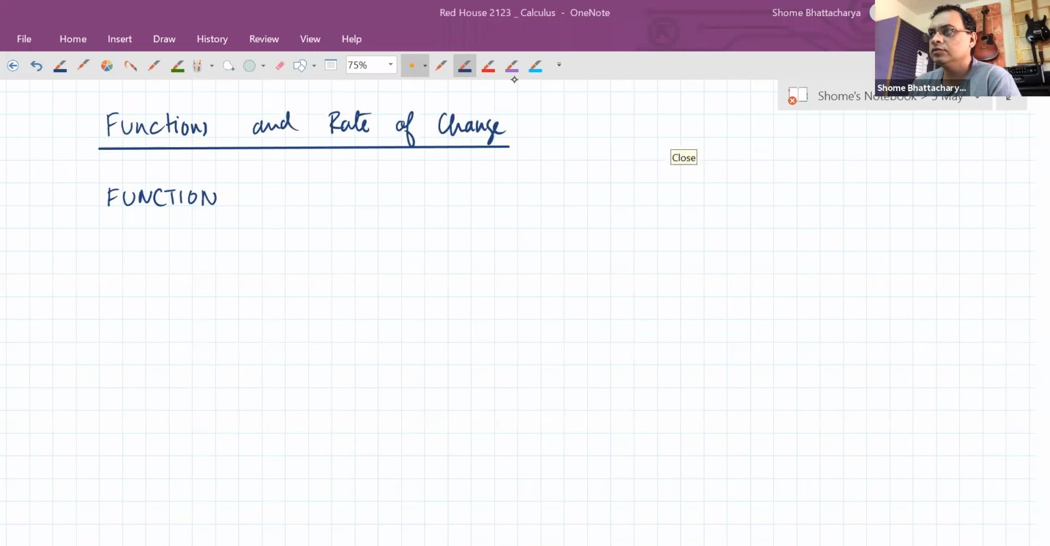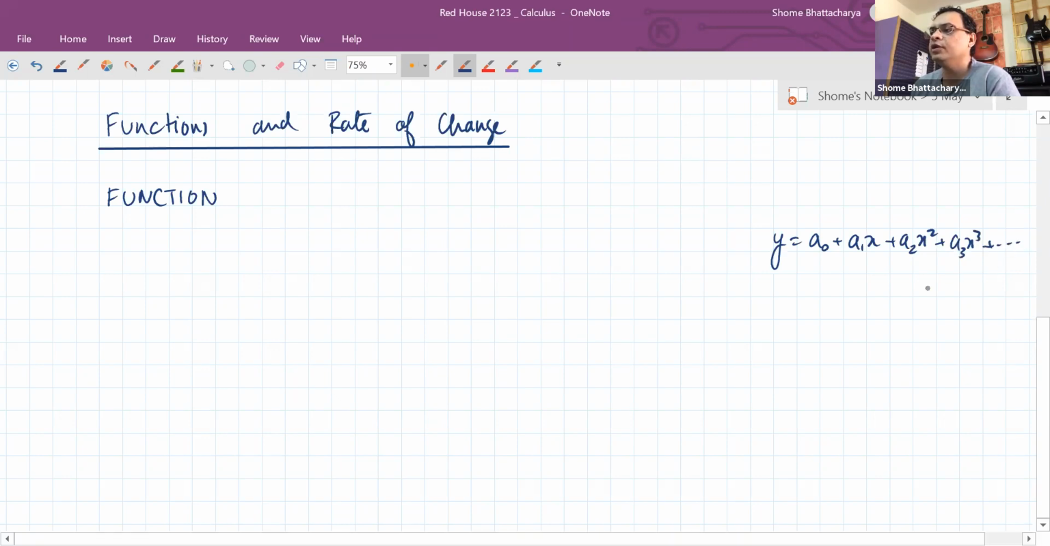A polynomial equation. Polynomial equation is an example of a function, right? That's true. So in polynomial equation, how we write something like this, that y is equal to, let's say, some constant plus another constant into x plus another constant into x square plus another constant into x cube. This kind of a series we write going up to any power x to the power n, right? That's the general example of polynomial function, correct?